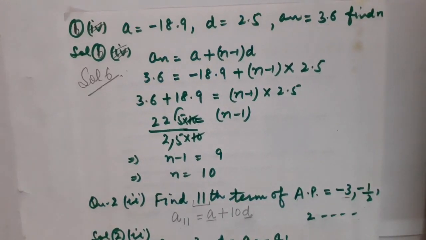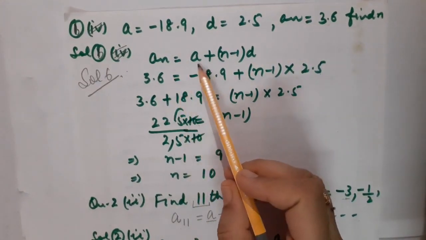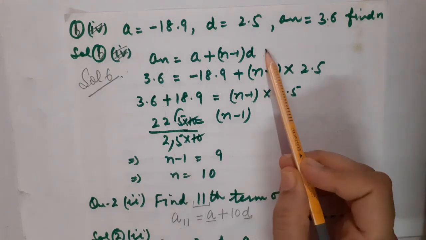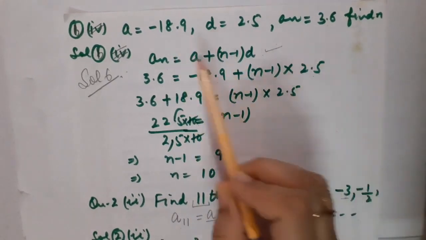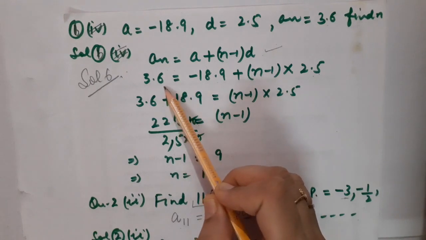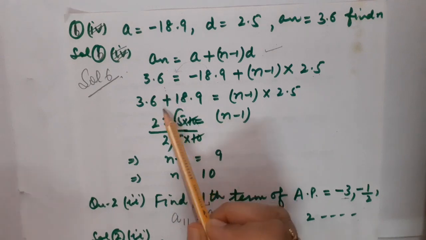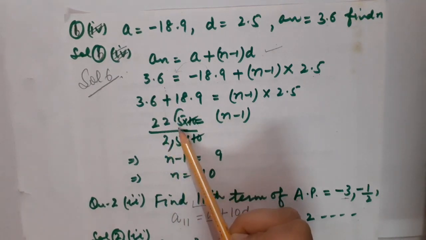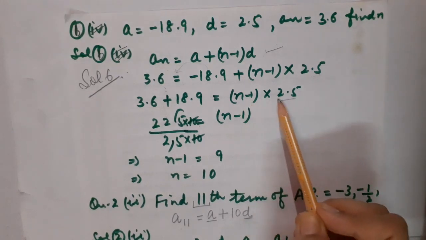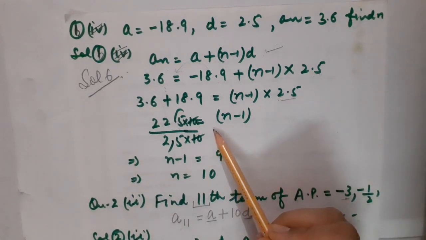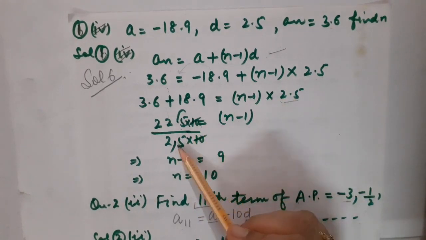Have a look. You will be having the last term given, that is AN, which is equal to A plus N minus 1 into D. You know the formula. Insert the value of A, insert the value of D as well as the value of N term of AP. Bring this minus 18.9 on left hand side, it will become 22.5. And here this 2.5 is multiplying with N minus 1, so must be divided, correct? So here I am going to bring it on left hand side.